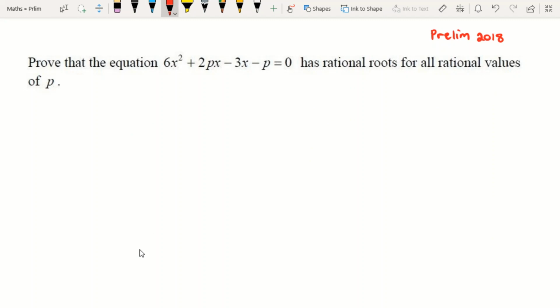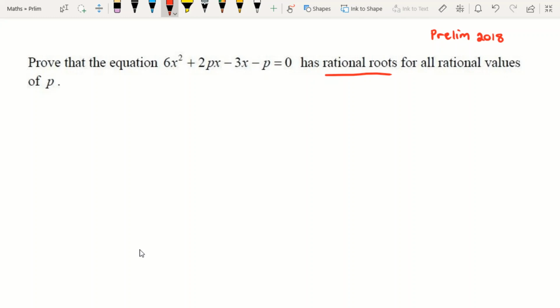So the question reads as follows: prove that the equation has rational roots for all rational values of p. So it doesn't say find the values of p, it just says that we must prove that it has rational roots for all rational values of p. That's the difference. I hope you guys can notice that. So please don't solve for p here.